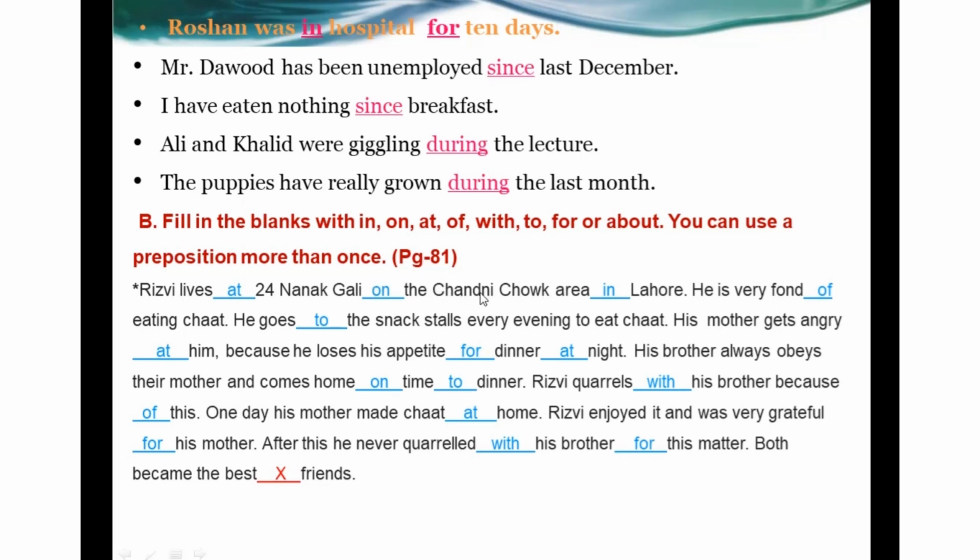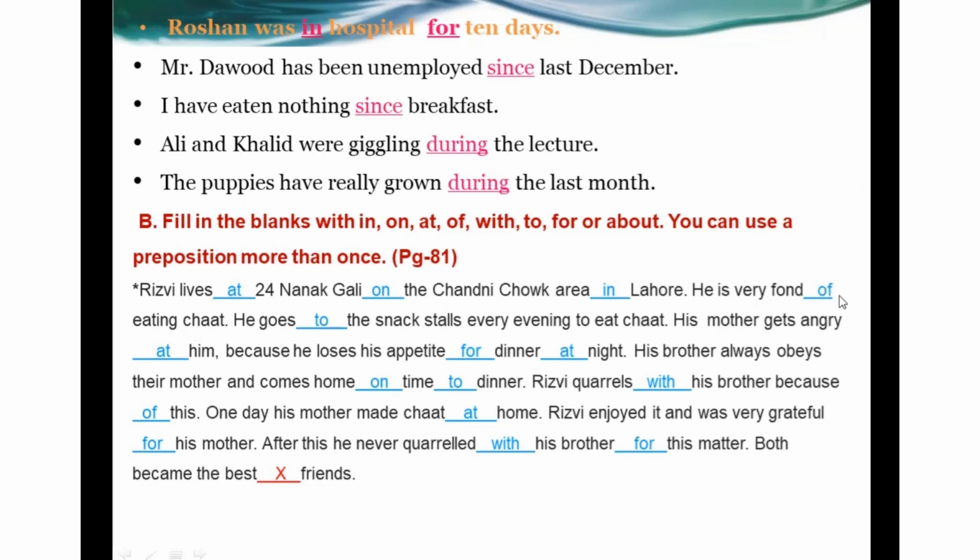And when some street or road is mentioned, then we use on. Area, in which city? In Lahore. Inside Lahore, so we use in. Clear? I will repeat again. Rizvi lives at 24 Nanak Gully on the Chandni Chowk area in Lahore. He is very fond dash eating chaat.